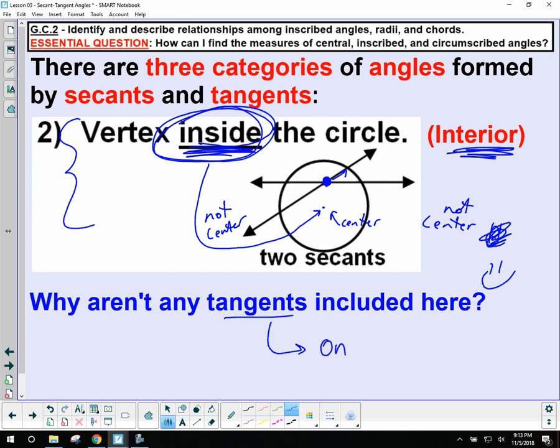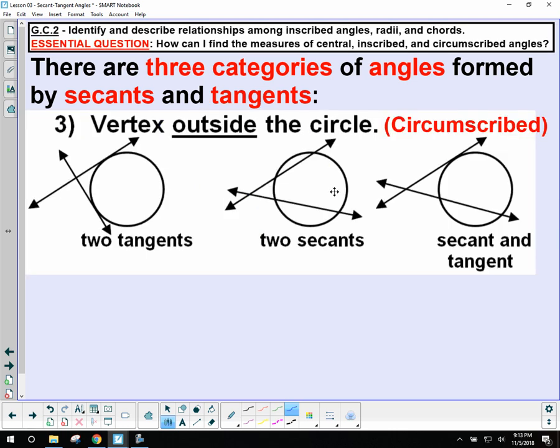Again, pause. You can go back, pause the video, rewind if you need to. Category 3. Vertex is outside the circle. Circumscribed, which means you could have two tangents intersecting, or you could have two secants intersecting outside the circle, or you could mix it up and do a tangent over here and a secant line over here. Again, we're about to go over these rules.